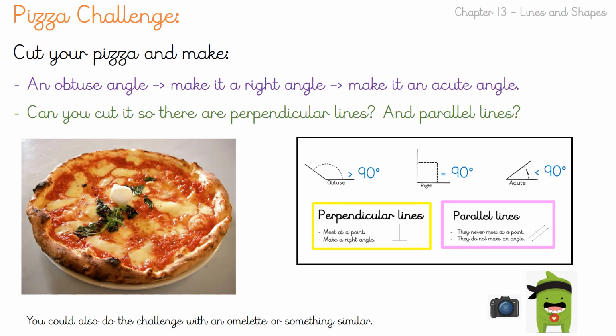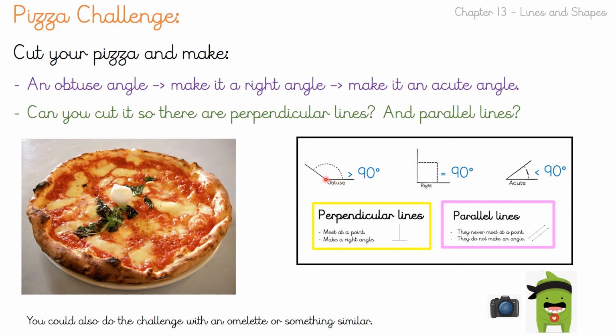Our challenge today is the pizza challenge. Your challenge today is to recap all the contents that you've learned this week and show us. First of all, bake a pizza, put it in the oven, heat it up so it's ready to eat. Then you need to cut your pizza so you make an obtuse angle, an angle that is larger than 90 degrees.